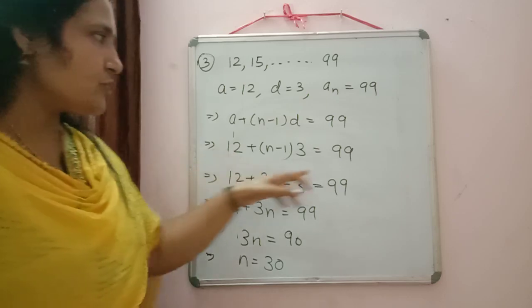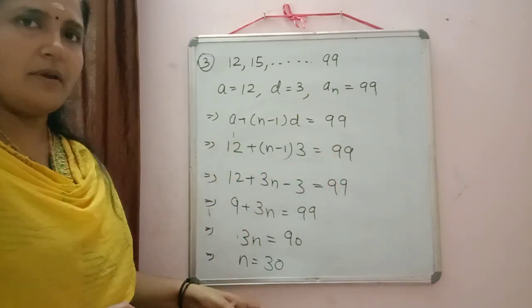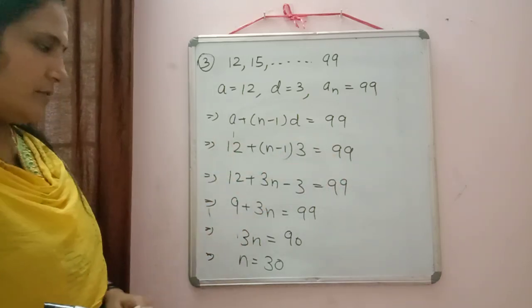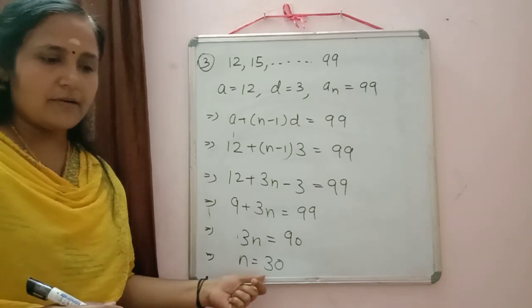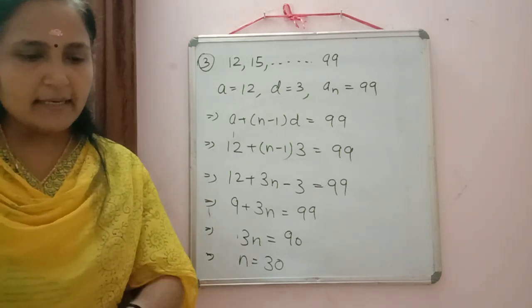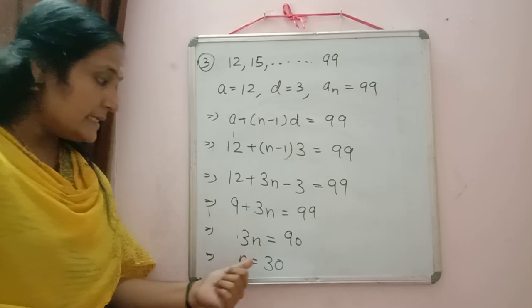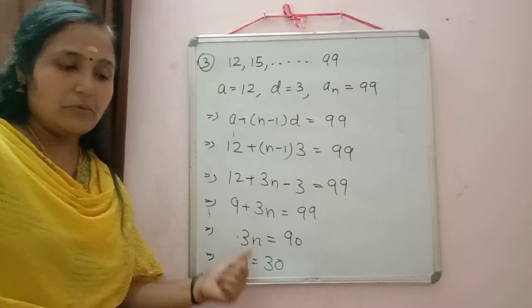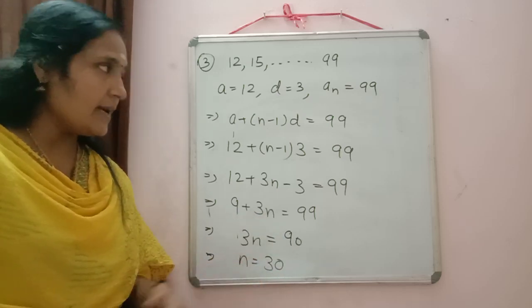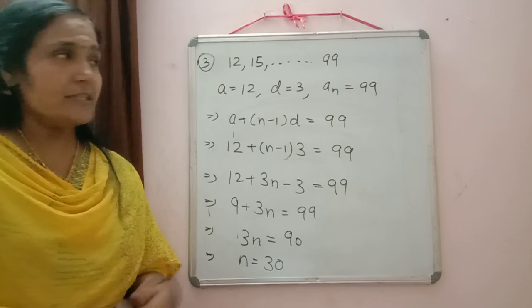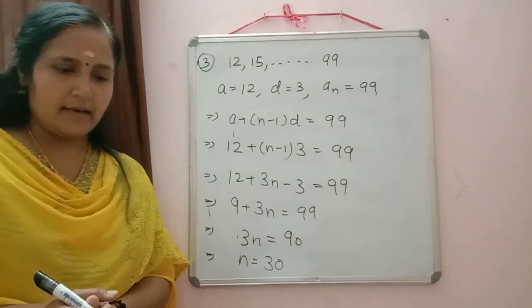If you will shift this 12 there, then also the same answer will come. Any method you can use there. So we got n is equal to 30. So how many multiples of 3 are there? There are 30 numbers between 10 and 100 which are divisible by 3. In this way we can solve any question there.